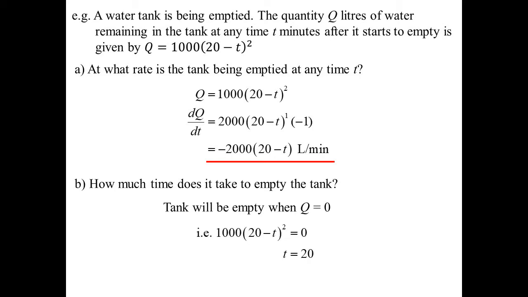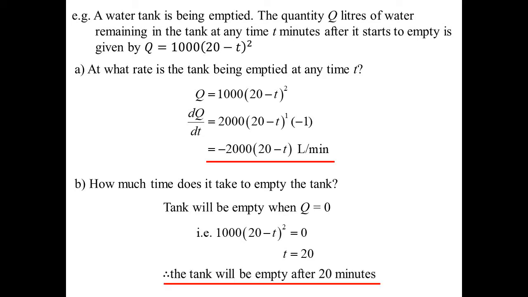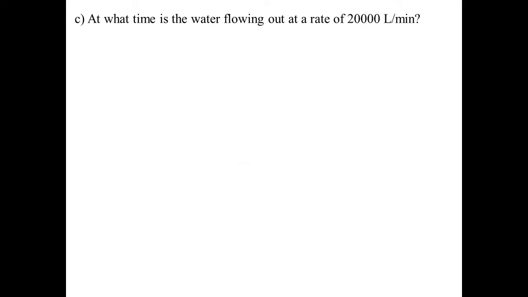So solving that, we get T equals 20. So I know that after 20 minutes the tank's going to be empty. At what time is it flowing out at a rate of 20,000 litres per minute? Why would I want to know something like that? Maybe it's got something to do with the valve in the tank, and it can only handle an output of a certain amount. So it wants to know when it gets to this rate, I need to do something to fix it. So when is it flowing out at 20,000 litres per minute?